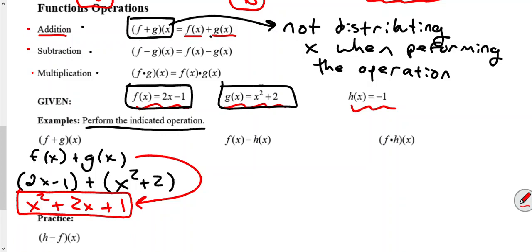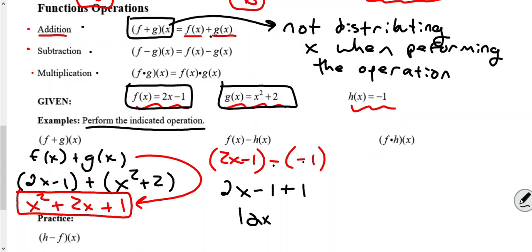All right, let's look at f of x minus h of x. So f of x, again, is 2x minus 1. h of x is negative 1. Simplify. 2x minus 1. Minus a minus is positive. Negative 1 and positive 1 is 0. You're left with 2x.